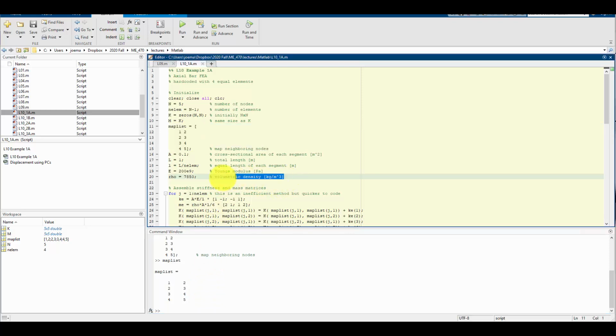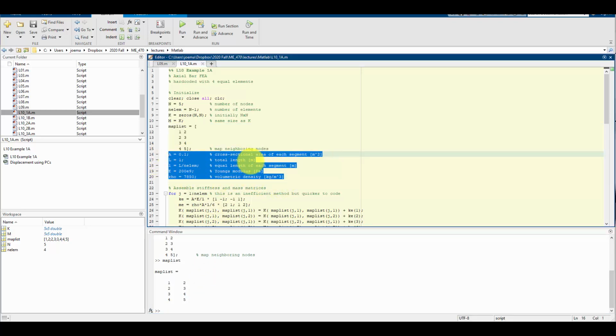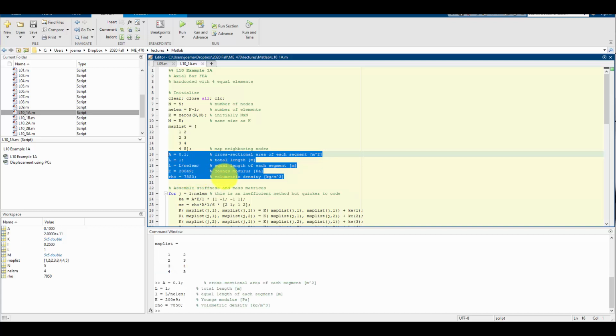And finally, the parameters of the system. Every element has the same cross-sectional area. The total length I'm calling capital L, and that's just 1. And then the elemental length is going to be lowercase l, and that's what I use when I am finding the local mass and local stiffness matrices. The Young's modulus, again, constant for all of them, and rho, the density, constant for all of them. So I put that in.